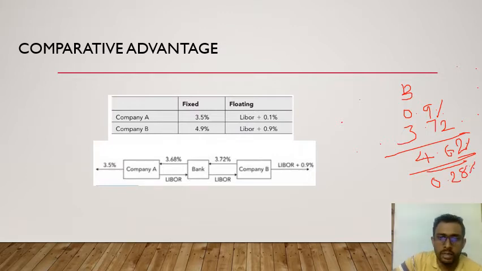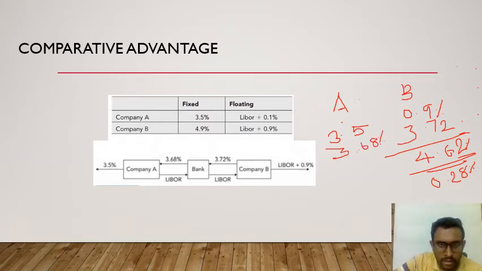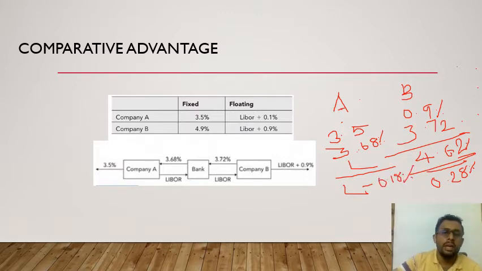Coming to the next party, company A. Company A is paying 3.5% outside, getting 3.68% from the bank, and paying LIBOR to the bank. So in total he will be paying LIBOR minus 0.18%. If he goes outside, he will be paying LIBOR plus 0.1%. So his total savings comes to again 0.28%.